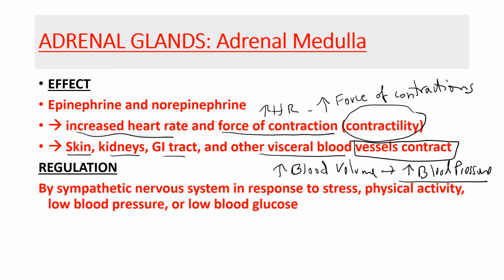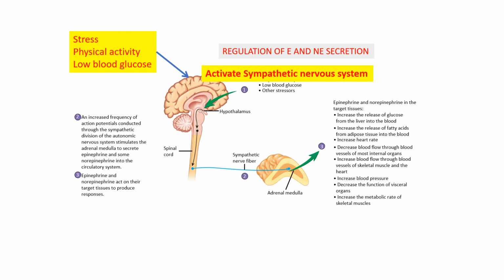Regulation of adrenal medullary hormones is through the sympathetic nervous system in response to stress, physical activity, low blood pressure, and low blood glucose. Remember, epinephrine and norepinephrine are going to increase blood glucose and increase blood pressure. Therefore, the body will need to secrete these hormones when there is low blood pressure and low blood glucose.